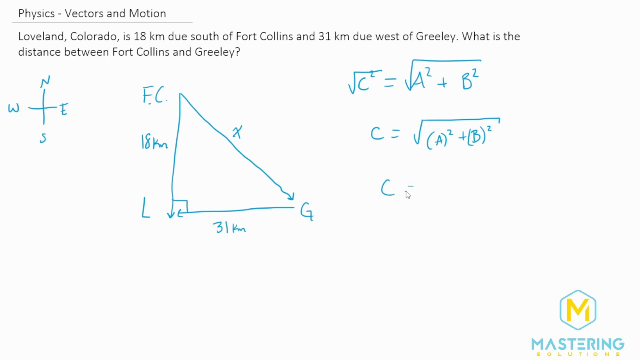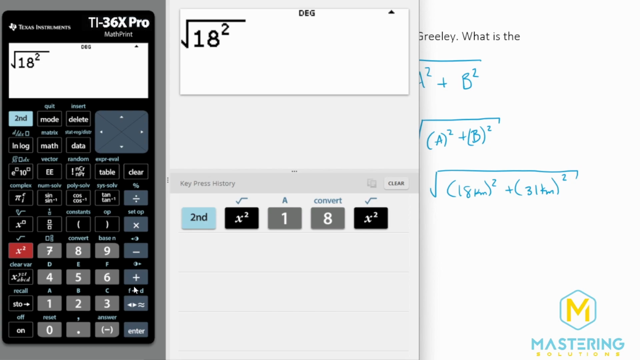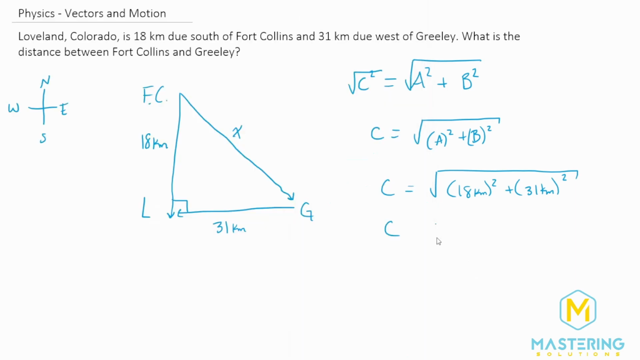And now c is equal to the square root of 18 kilometers squared plus 31 kilometers squared. And when we plug this in, we have the square root of 18 squared plus 31 squared gives us 34.8. So we'll round that to 36 kilometers for the distance from Fort Collins to Greeley.